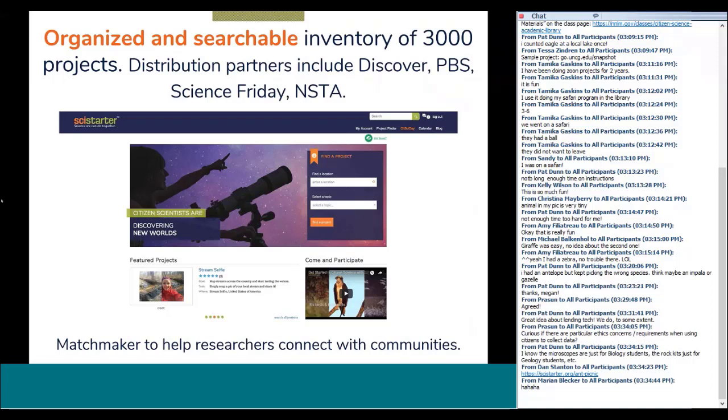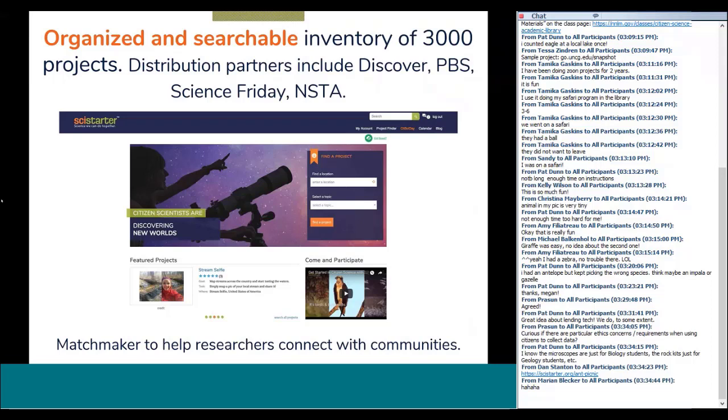SciStarter.org is an inventory of projects, tools, and events. We view ourselves as the bridge between the citizen science projects and the volunteers who want to help them. People can have SciStarter accounts to keep track of the projects they join, the events they save, and the tools that they may bookmark.